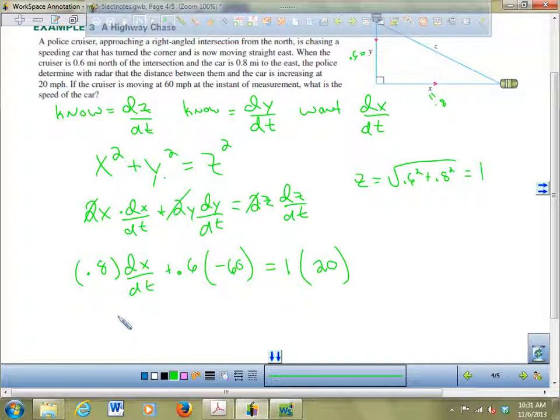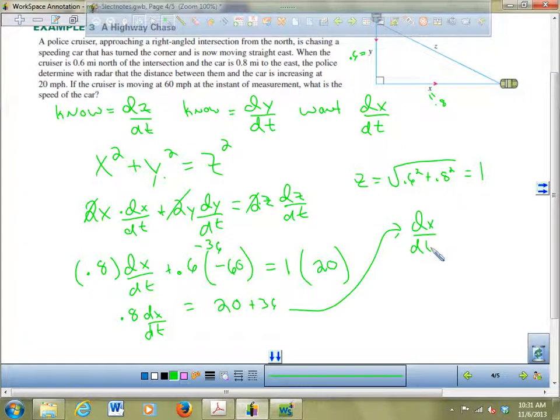So you get 0.8 dx/dt. Oh, okay. You want to solve it? So, no, never mind. So 0.6 times 60 is 36. So it's minus, this becomes minus 36. So you're going to add 36, right? And so dx/dt just becomes 56 divided by 0.8, which is 70.